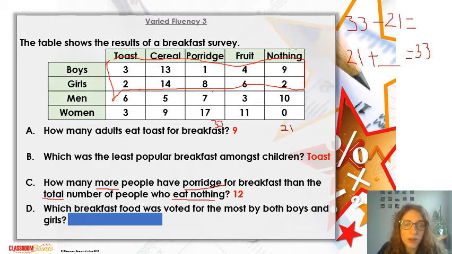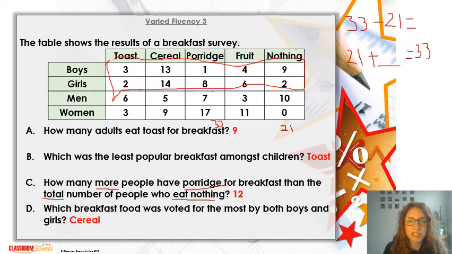So you can go along and add them all together, or you can just have a look, and actually there may be one that stands out very obviously as being higher than the others. So pause, give it a go, press play when you're ready for the answer. Right, so which breakfast food was voted for the most by both boys and girls was cereal. So all the others are in single digits. There's 13 and 14 for those ones. Okay, so well done if you spotted that.